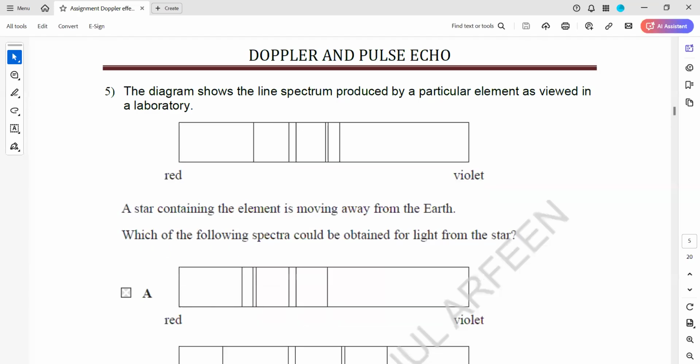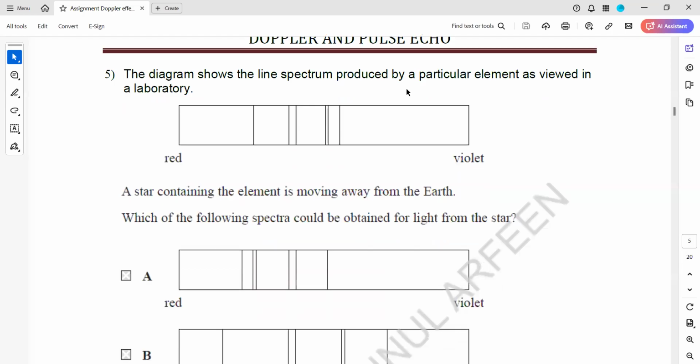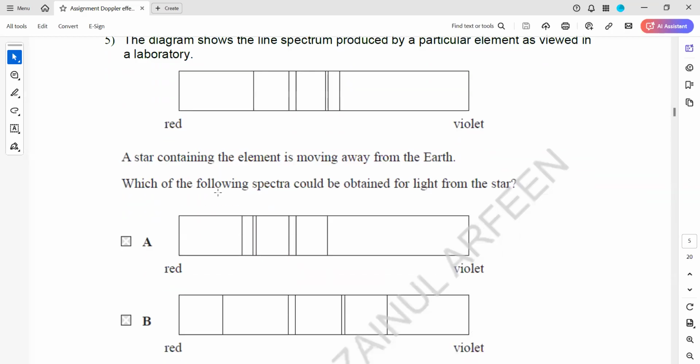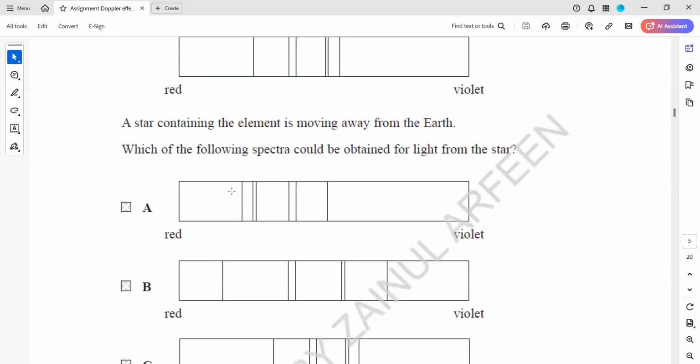So question 5, which is related to the Doppler effect and the pulse echo. The diagram shows a line spectrum. As I mentioned, different elements have unique line spectrums. For a particular element, different elements give a unique frequency or wavelength. We call that a line spectrum, and line spectrums are the identity of the elements as well.